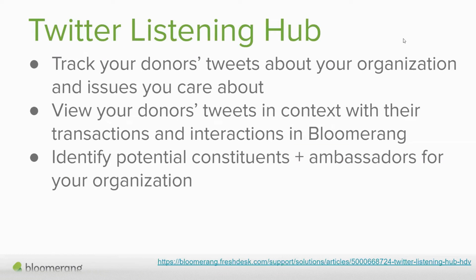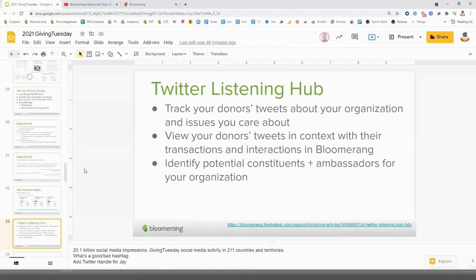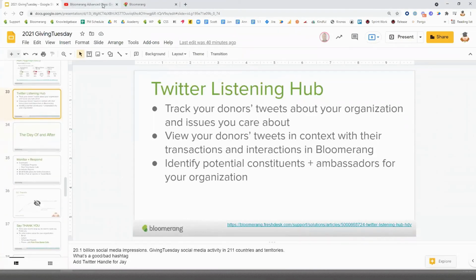Next, we've mentioned that there are so many social media impressions that happen on Giving Tuesday, and a big part of that is Twitter. With the Twitter Listening Hub in Bloomerang, you can track your donors' tweets about your organization and issues that you care about. You can also view your donors' tweets in context with their transactions and interactions in Bloomerang. It can also help you identify potential constituents and ambassadors for your organization. Let's take a look at this real quick.